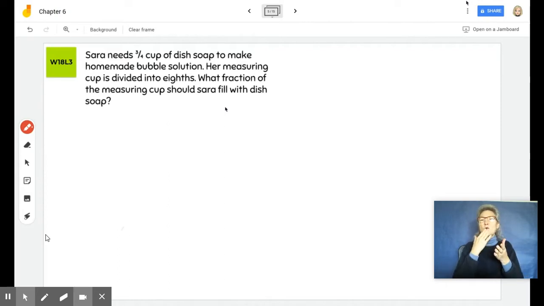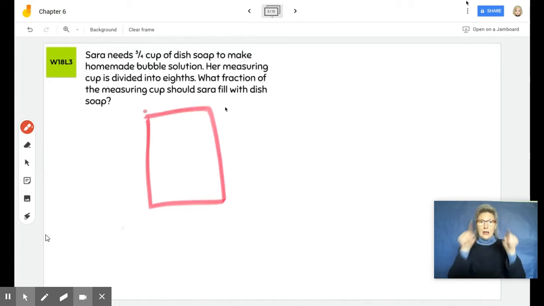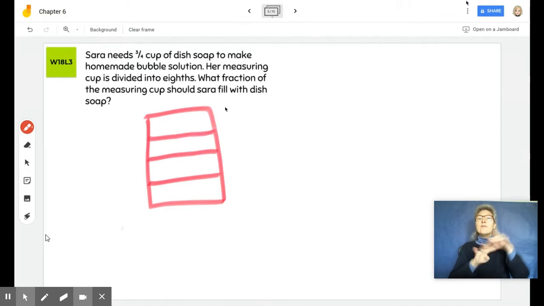We're going to start by using the fourths though, so that we can gauge what that would look like with eighths. So I'm going to start by just simply drawing a box. This actually represents my measuring cup. Now, we know what we need would be in fourths. So I'm going to go ahead and just draw out 4 parts. So that would be fourths.